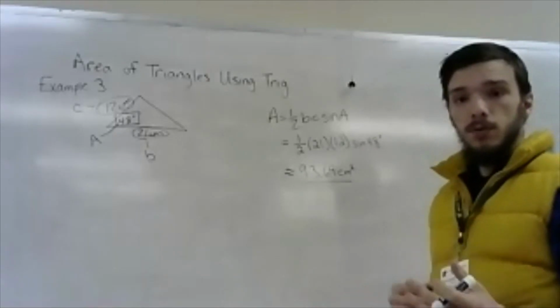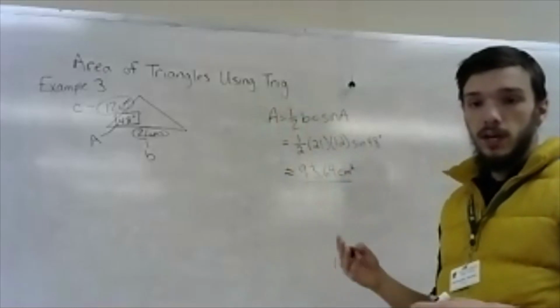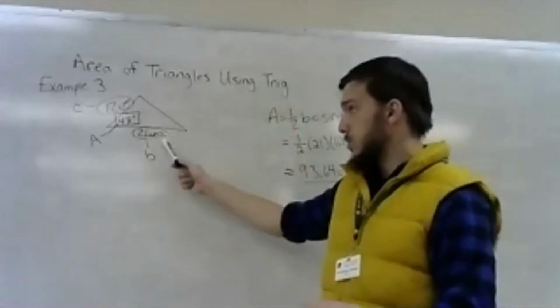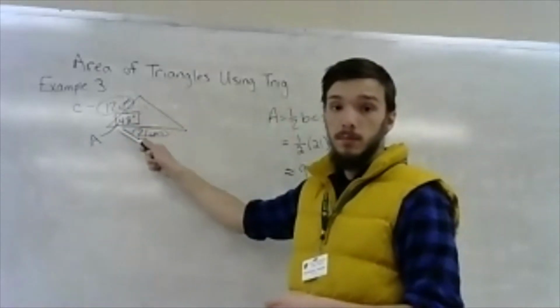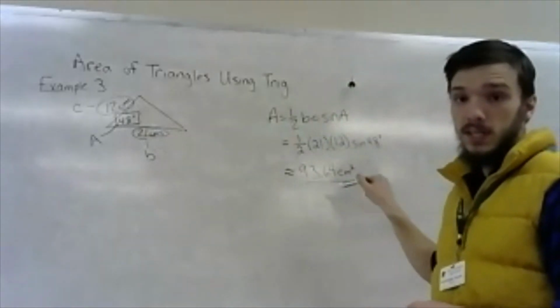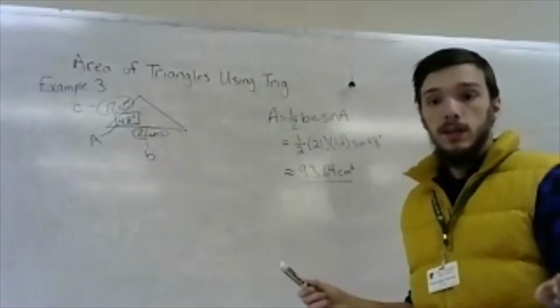So we don't have to go through all the work of finding our H, or finding the height of our triangle, if we are given two sides and the angle included in between them. We can use this simple formula here that we derived already. So there we go.